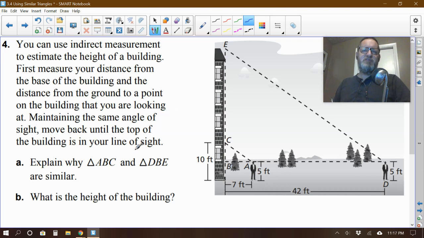And now you maintain the same angle of sight. So in other words, you don't tilt, you leave your head tilted in the same angle. And now you move back until you're looking now at the top of the building. Kind of a weird way of doing it. It's not my favorite way of doing it.